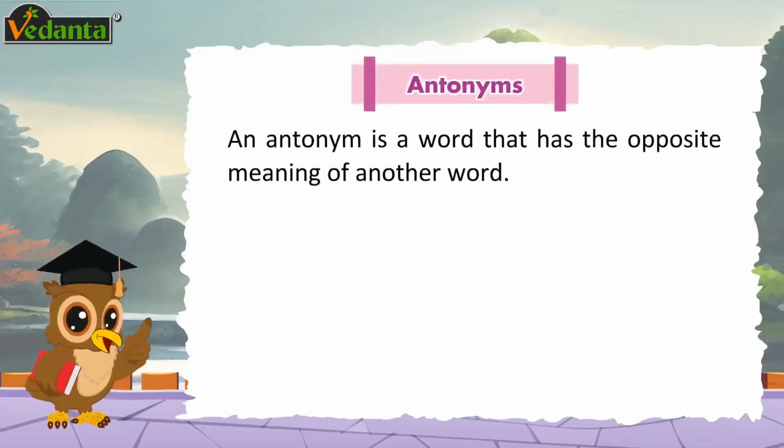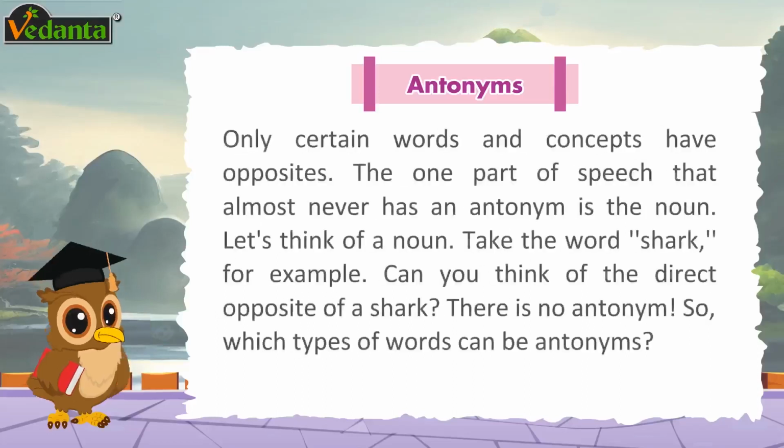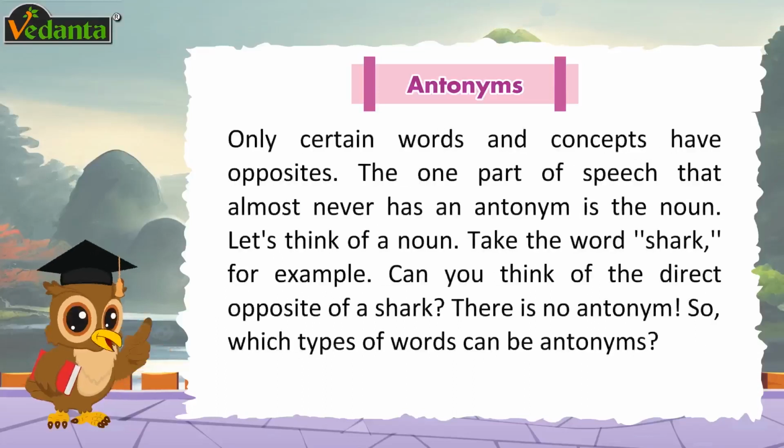Antonyms. An antonym is a word that has the opposite meaning of another word. For instance, down is an antonym for up and wet is an antonym for dry. Only certain words and concepts have opposites. The one part of speech that almost never has an antonym is the noun. Let's think of a noun. Take the word shark. For example, can you think of the direct opposite of a shark?